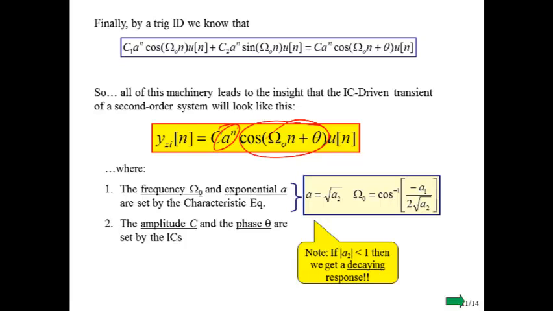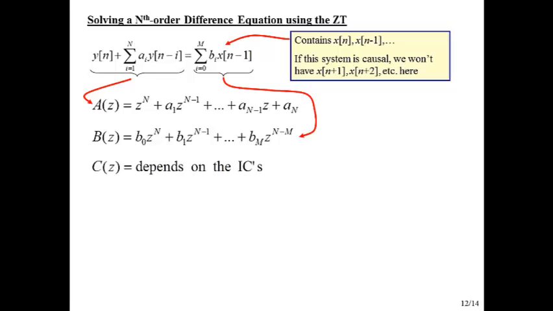And we get these quantities from the parameters in the difference equation. So if the magnitude of A2 is less than 1, then we get a decaying response. So that's what determines whether this system is stable or not. But again, it's basically just whether the poles are inside or outside. So we've just gotten some good insight.